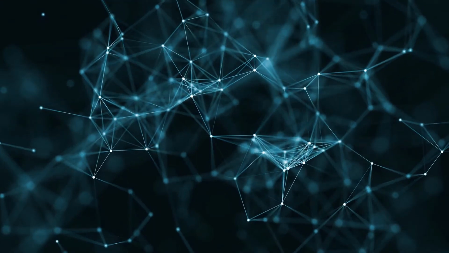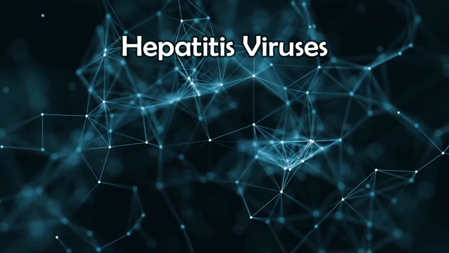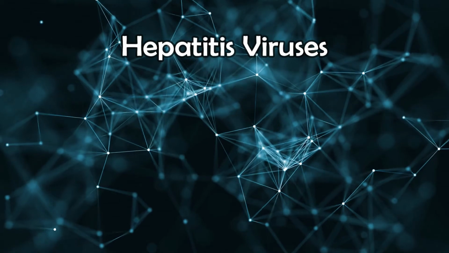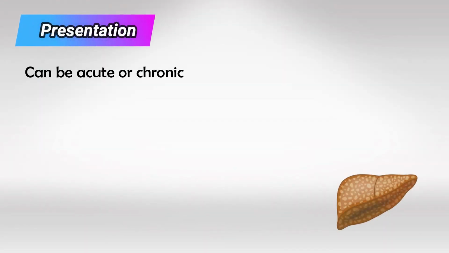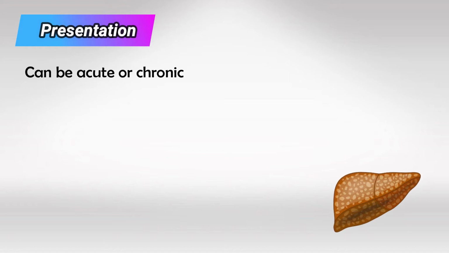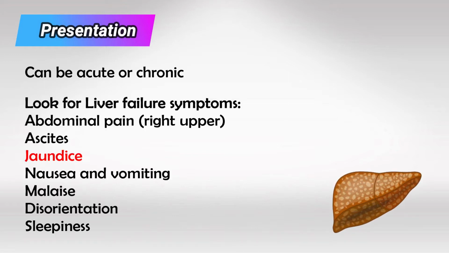Welcome back. In this video, we'll compare the 5 types of hepatitis viruses. All of these viruses will cause liver failure, sometimes acute and sometimes chronic. So the patient will present with symptoms of liver failure. The symptoms start with jaundice and can progress to portal hypertension, pulmonary erythema, and other symptoms of liver failure.